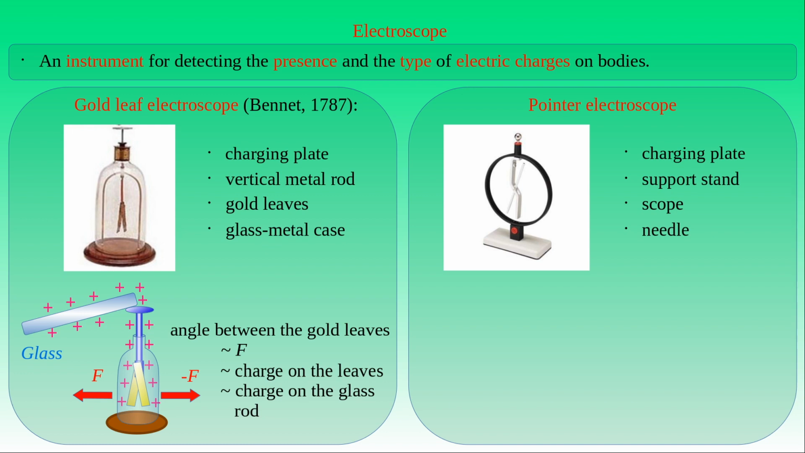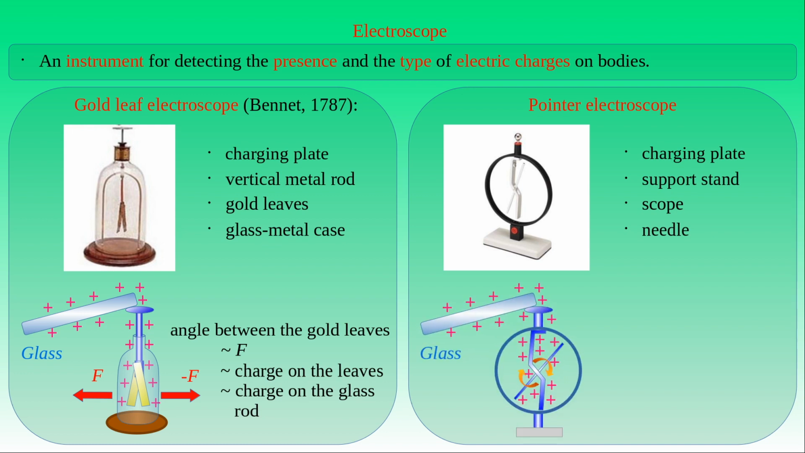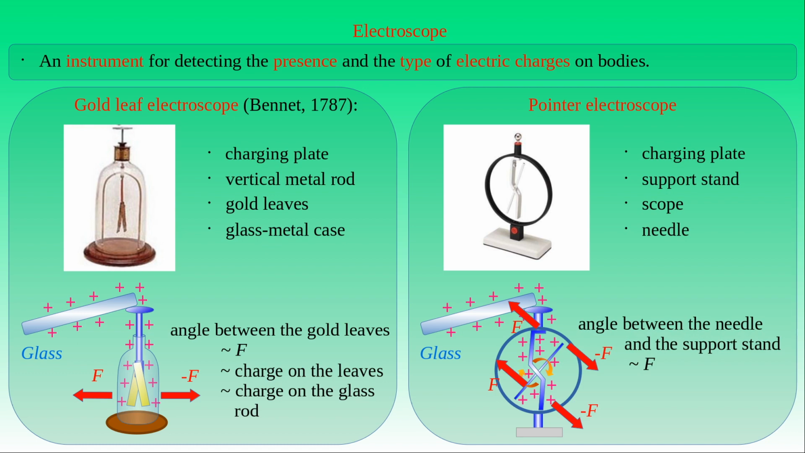If a charged body touches the charging plate, then the support stand and the needle attain like charges and they repel each other. Then the needle will rotate around its pivot until it restores the balance. The rotation angle is proportional to the forces acting between the needle and the support stand. The forces are proportional to the amount of the electric charge distributed on the surfaces of the needle and the stand. This amount of charge is proportional to the charge attained from the glass rod touching the plate. Then we can conclude that the rotation angle of the needle is proportional to the amount of charge attained from the charged body brought in contact with the plate of the electroscope.